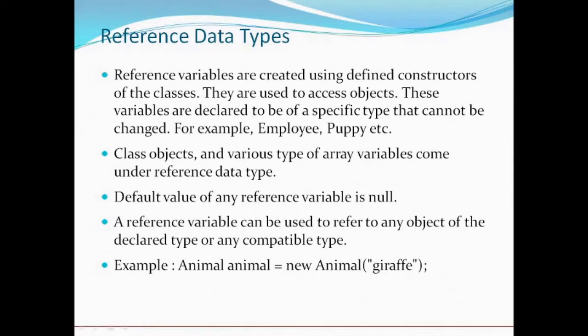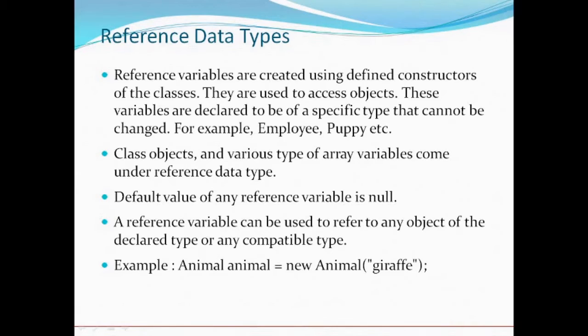And whenever they occupy memory, when they finish their work, they have to be garbage collected. So these are the reference data types, like class objects and various types of array variables. An array is another example of a reference data type. Whenever you store something inside an array, that becomes a reference. A variable of an array is a reference variable.